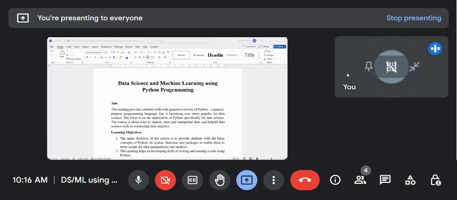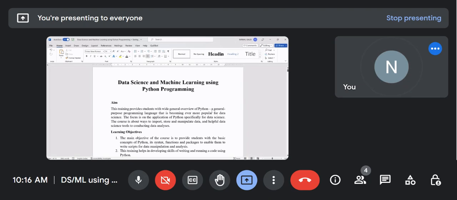All right. So, data science and machine learning using Python programming, and what makes here as our aim. In this training program, students, I'm going to give you the brief overview of Python. That is your general purpose programming language. General purpose means a programming language with the help of which we can develop projects. That means we can readily write code and develop different kinds of projects. That's why it's called a general purpose programming language.